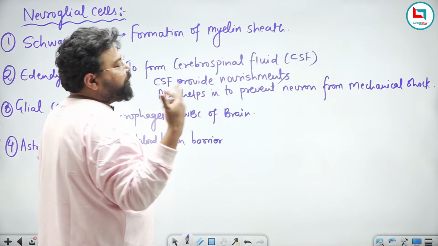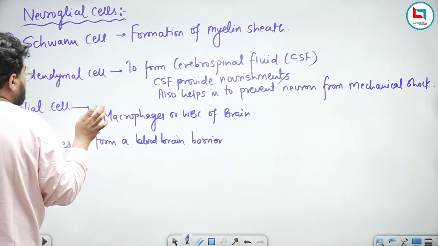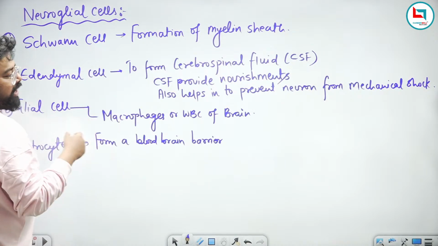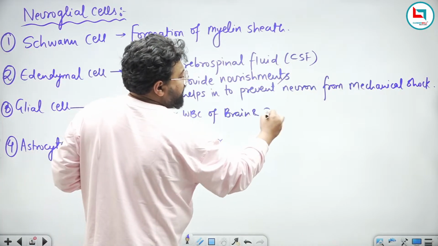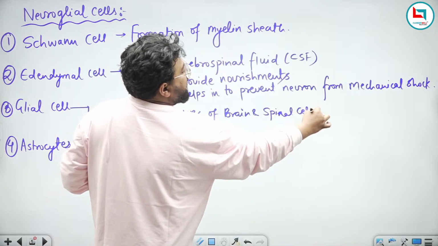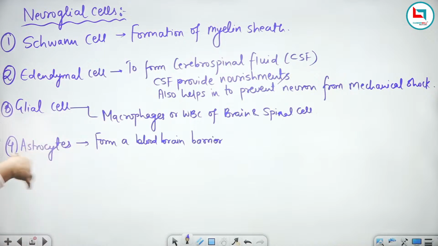Also helps in preventing neuron from mechanical shock. Glial cells are the macrophages or WBCs of the brain and spinal cord, and these glial cells will eat any type of virus or bacteria that try to invade these systems.